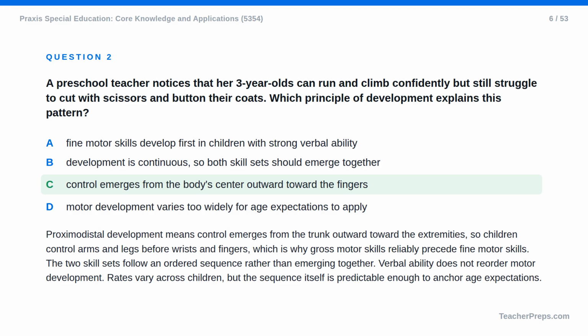Proximodistal development means control emerges from the trunk outward toward the extremities, so children control arms and legs before wrists and fingers, which is why gross motor skills reliably precede fine motor skills. The two skill sets follow an ordered sequence rather than emerging together. Verbal ability does not reorder motor development. Rates vary across children, but the sequence itself is predictable enough to anchor age expectations.